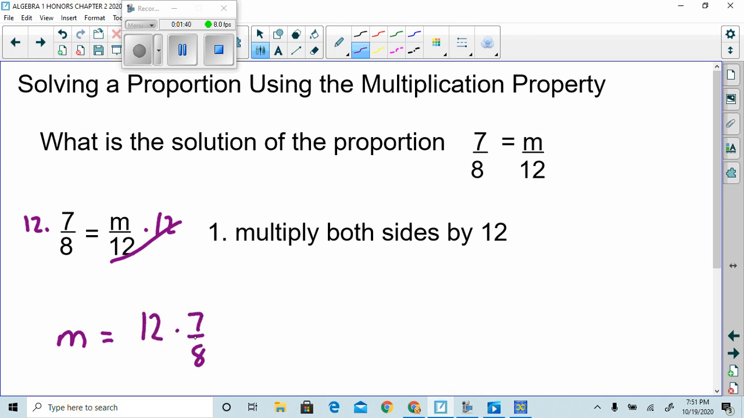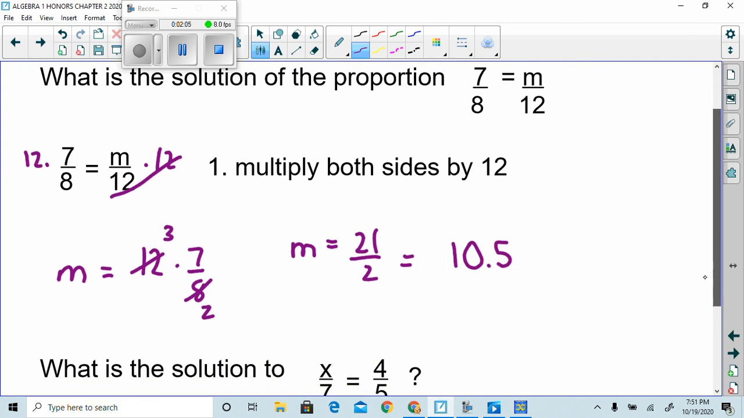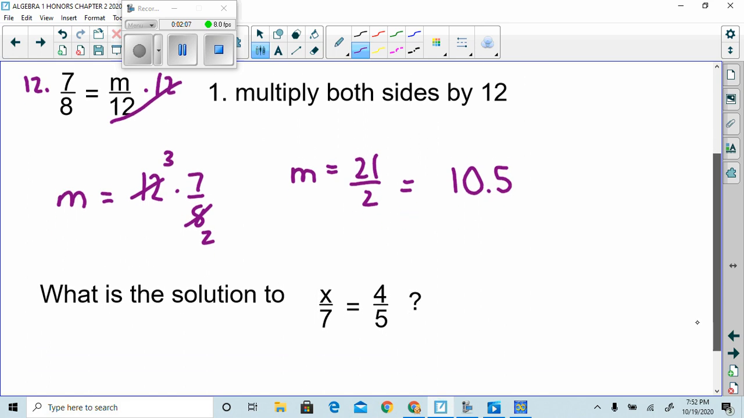And again, I'm going to simplify this. I'm going to divide them both by 4, cross cancel. So I get m is equal to 21 over 2, which is 10.5, or 10 1/2. So that's one way that we can do a problem, by using our multiplication property of equality.